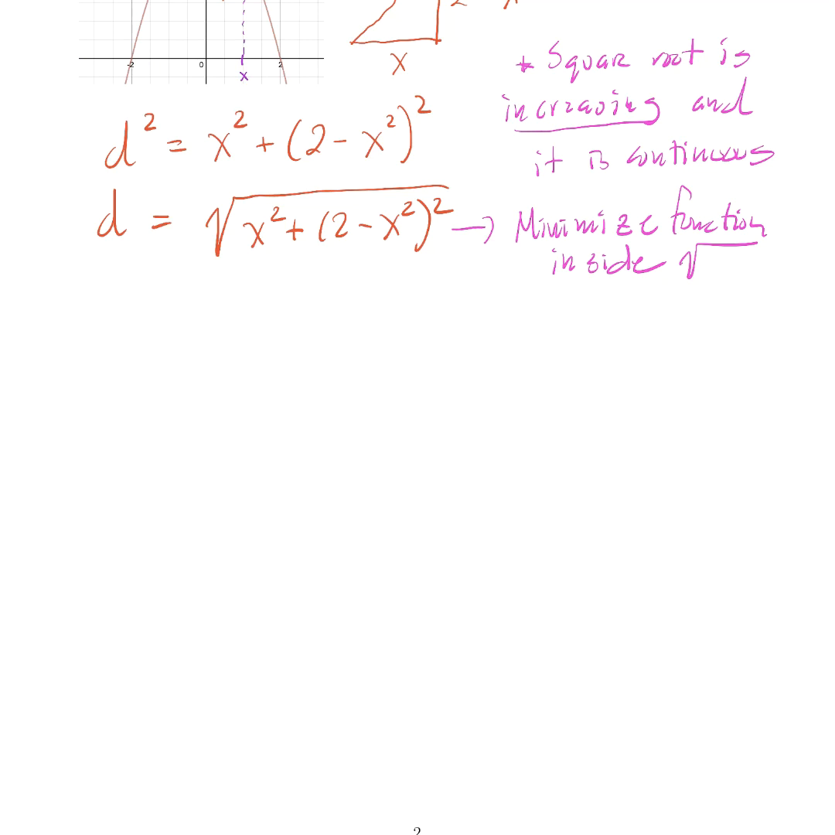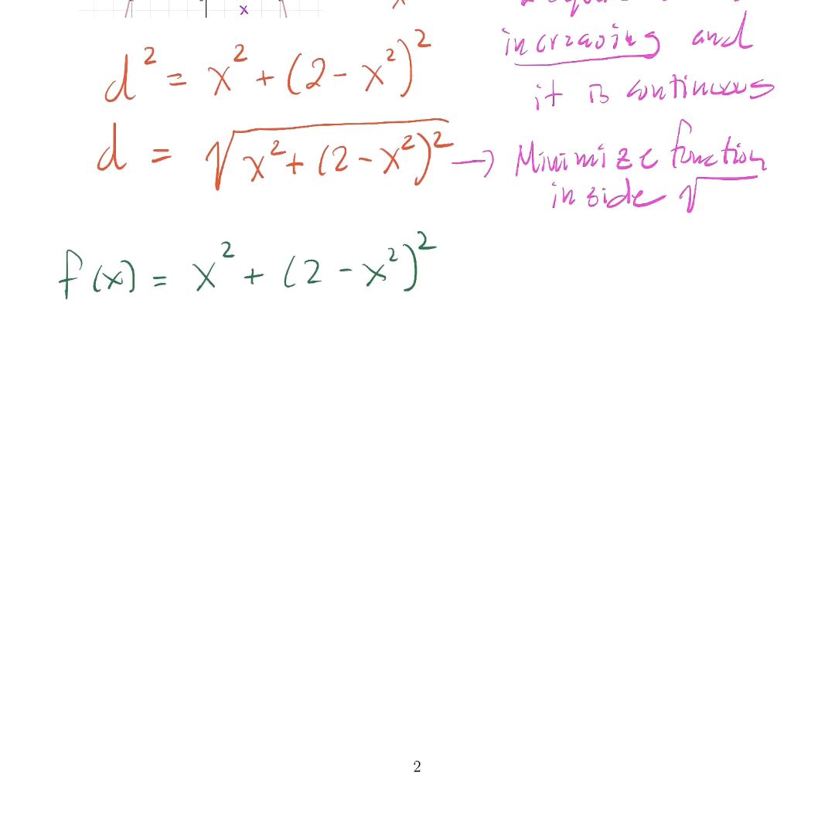Okay, so let me change colors. I'm going to give that function a name. I'm just going to call it f of x. We want to minimize this thing, because whenever it's at a minimum, the square root will also be at a minimum. Okay, we can do that.